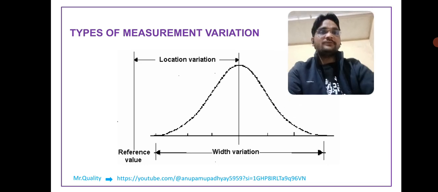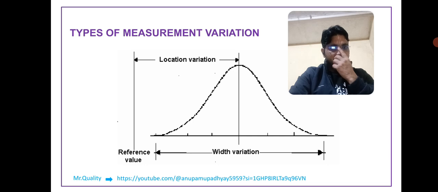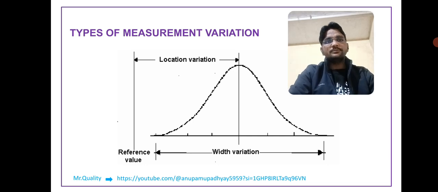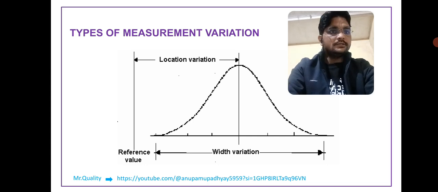What are the types of measurement variations? That means what is location variation, what is width variation. We will explain one by one what is location, what is spread, what is the shape, patterns. These things we will discuss.